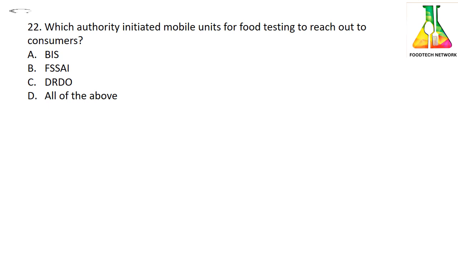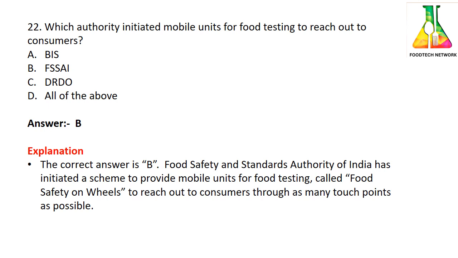Which authority initiated mobile units for food testing to reach out to the consumer? Option A BIS, option B FSSAI, option C DRDO, and option D all of the above. Option B, that is FSSAI. Generally, FSSAI of India has initiated this scheme to provide mobile units for food testing labs called Food Safety on Wheels to reach out to consumers through as many touch points as possible.